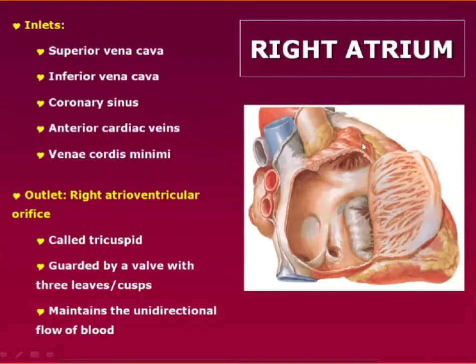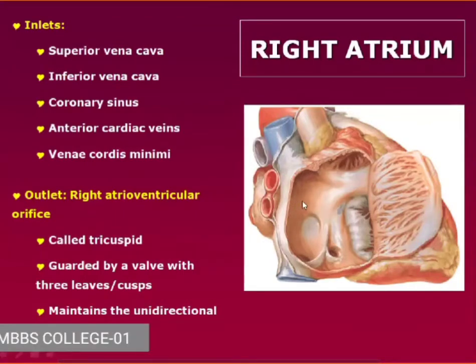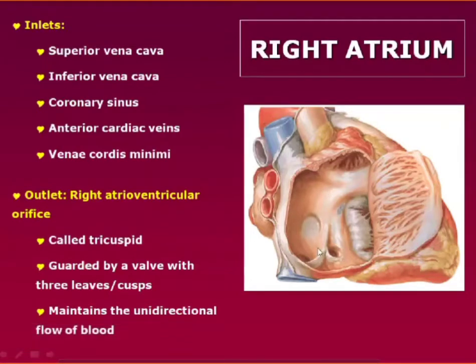Once the right atrium is cut, what are the things you are going to see? You have an anterior rough part, a posterior smooth part, and the septum. What is that septum called? Interatrial septum.